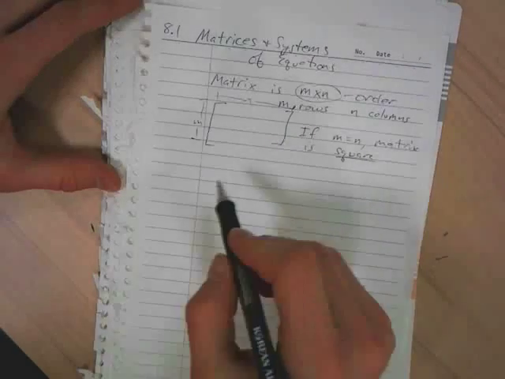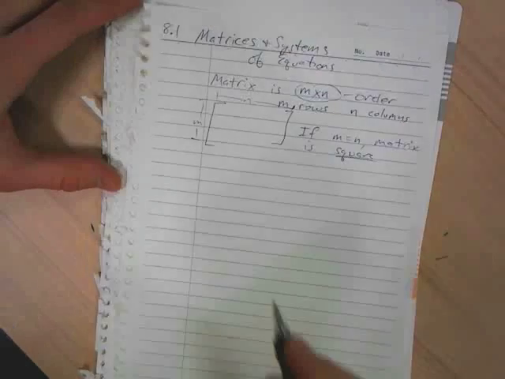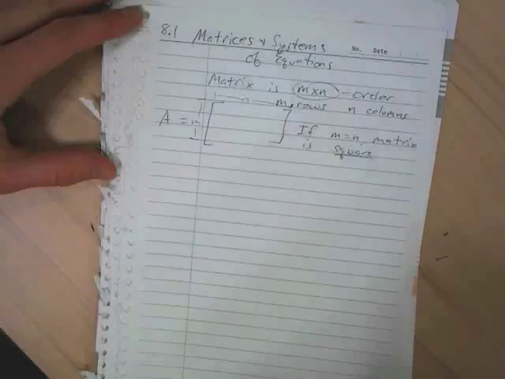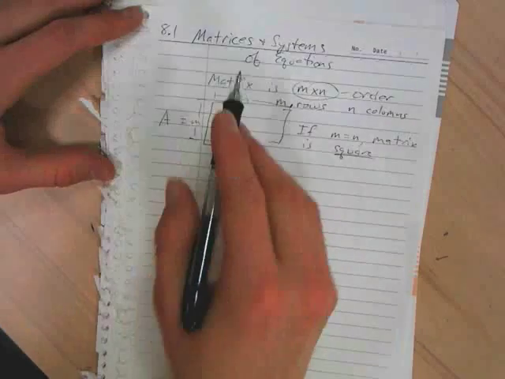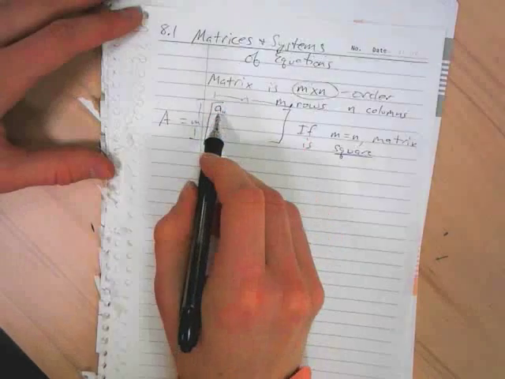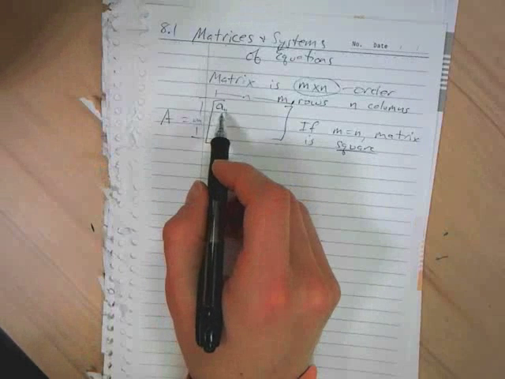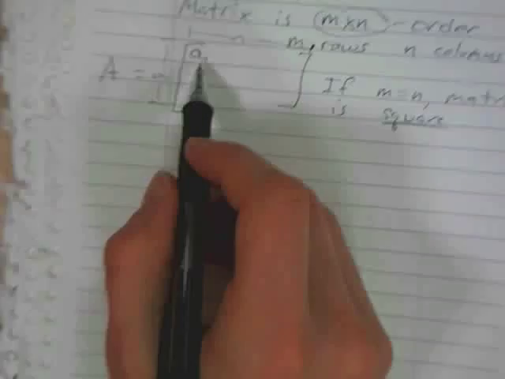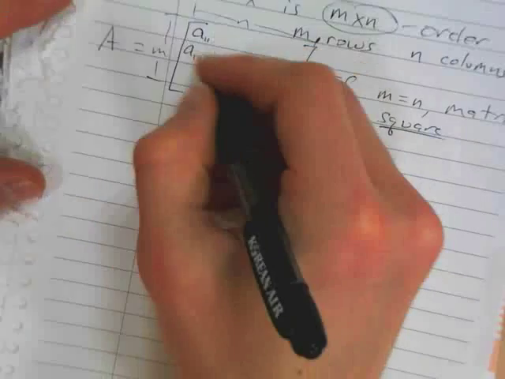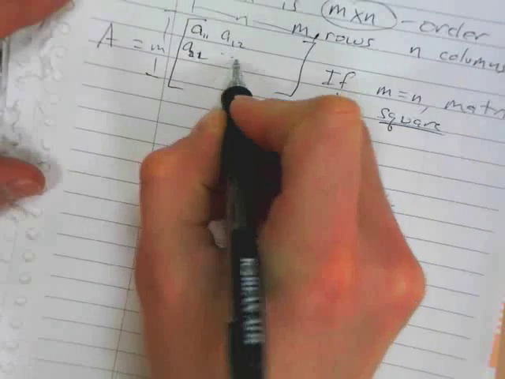And each entry in the matrix is denoted with a subscript. So if this is matrix A, we use capital letters to denote matrices. Each of these entries is called little a with subscripts. A11 means the entry in row 1, column 1. A12 means the entry in row 1, column 2. A21 would mean the entry in row 2, column 1, and so on and so forth.